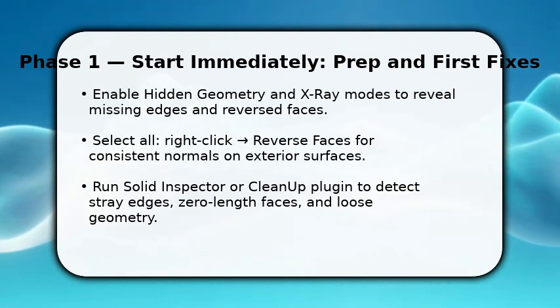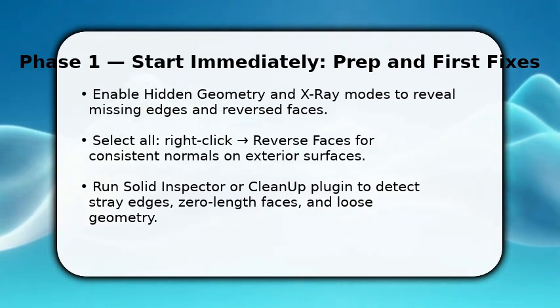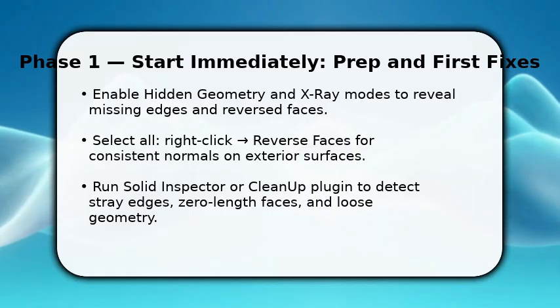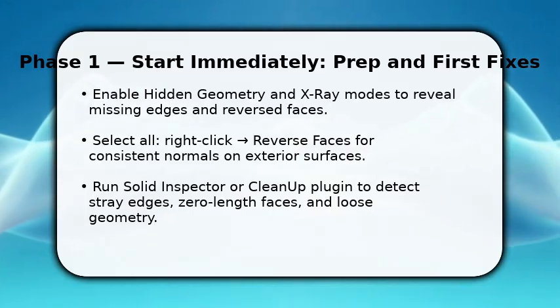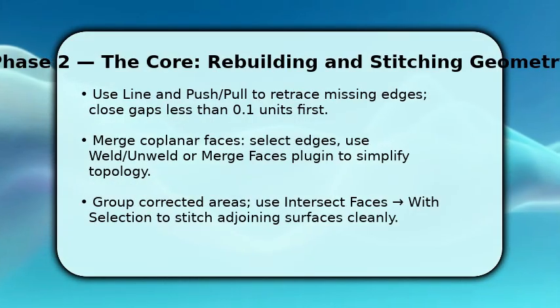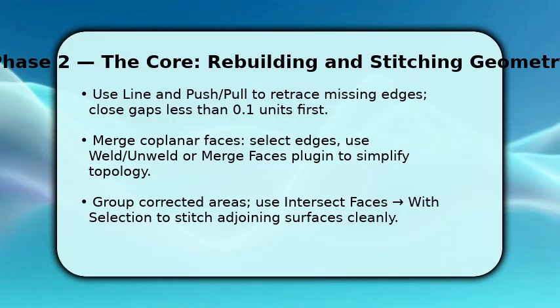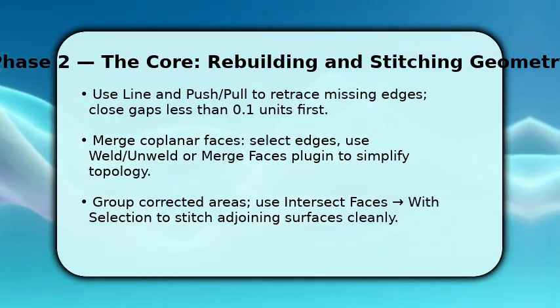Now you rebuild and stitch. Start by drawing missing edges with the line tool, closing gaps under 0.1 units because small openings prevent face formation. Once edges are present, use push/pull or the fill tool to recreate faces and merge coplanar faces with weld or merge faces to reduce polygon count.